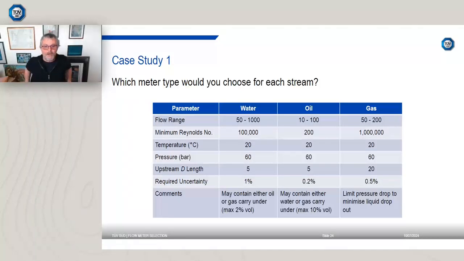So here's the meters we have. Here's the process conditions we have. We have a flow range for the oil, water and gas, a Reynolds number, temperature, pressure, installation length, and there's required uncertainty. A couple of comments there that may impact the selection of our meter.